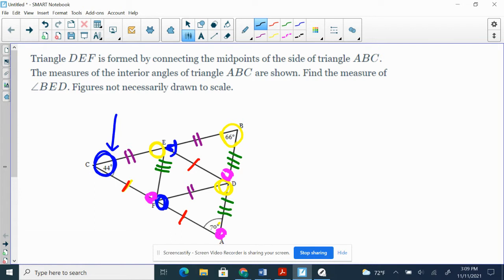So BED is the same as ECF. And so that means our answer is 44 degrees. And you're going to type that into Delta.